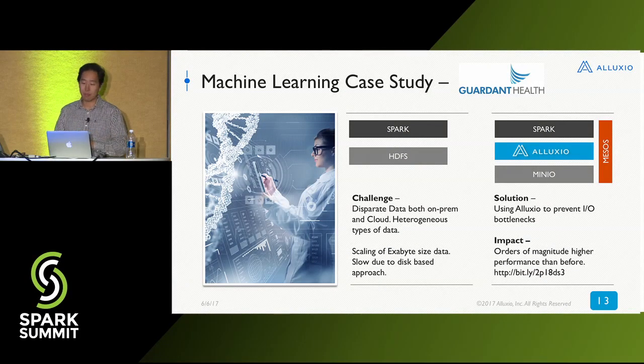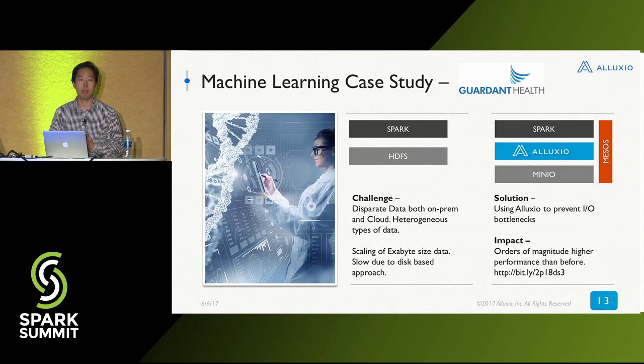And this last example is from Guardant Health. They're doing genomics and cancer research, and they have a lot of data, so they wanted to move to a cloud S3 type of storage. They chose Minio for their storage to be able to scale out to lots of data. But that is a remote storage system. So they added Alluxio to their stack so that they could cache a lot of the important data closer to the Spark cluster, and it would speed up a lot of their queries by orders of magnitude.